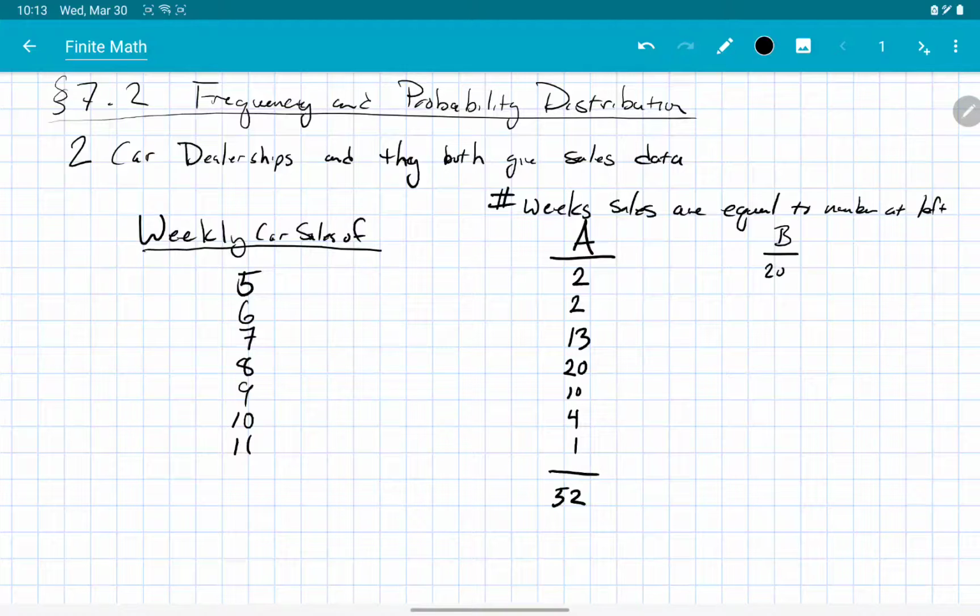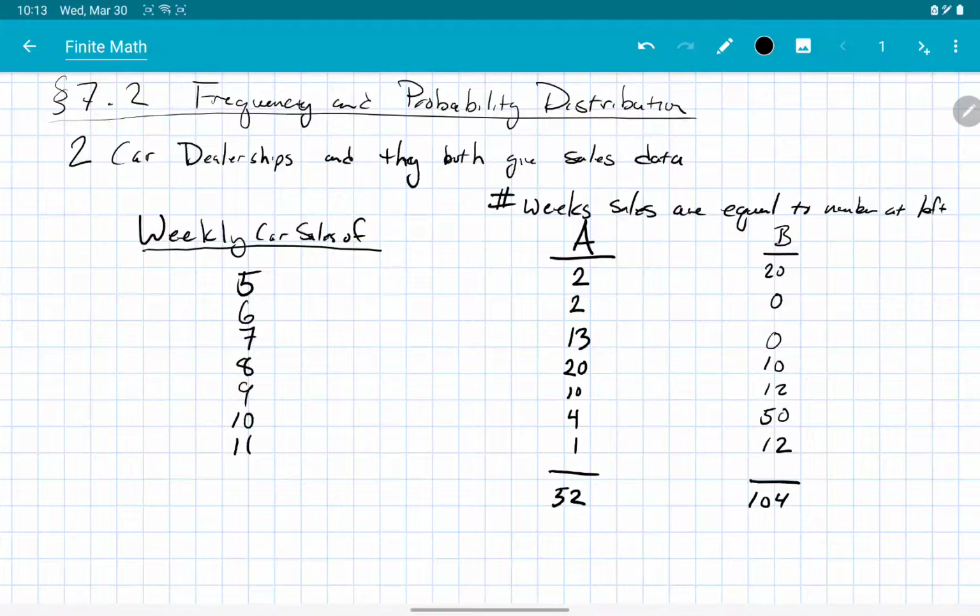So we get 20, 0, 0, 10, 12, 50, and 12. Oh, okay. Something is weird. Something is different here. The number of weeks they sold 10 cars was 50, right? But there's only 52 weeks in a year. If we add these up, we get 104. And then we discovered, oh, dealership B has given us 2 years of data, and dealership A has given us 1 year of data.